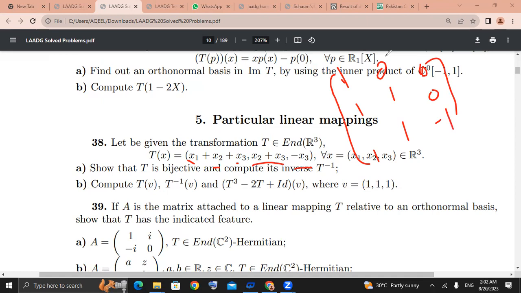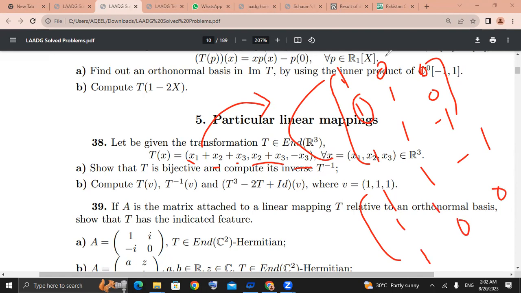We write it in column form. So we have obtained this. Now our task is to make these elements 0. So how can we make them? First I replace this, which becomes 1, 1, and minus 1, and this becomes 1, 0, 0, and this becomes 1, 1, and 0. Now I apply the operation.